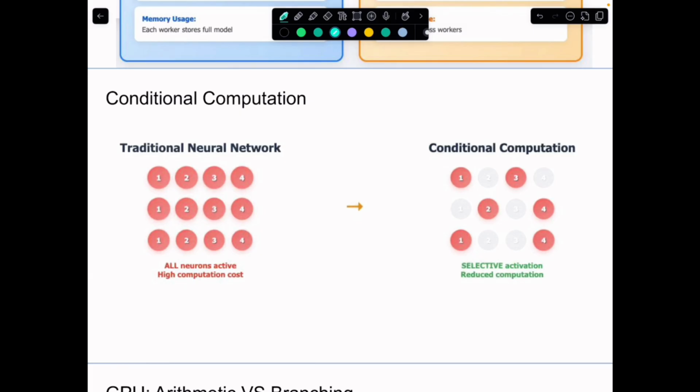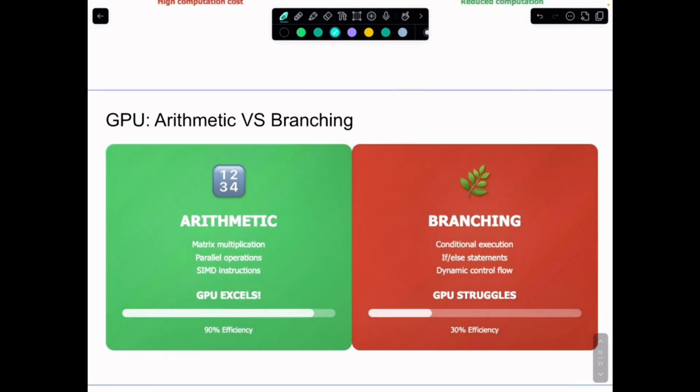Next, let's talk about conditional computation. In a traditional network, all the neurons and all the parameters are activated. But for conditional computation, depending on the input data, certain parts of the network are not activated, meaning they are not going to participate in the forward and backward pass. So what does this mean for your GPU? You know the characteristics of GPU computation. It is good at matrix multiplication. We call it arithmetic computation. This is what the GPU is good at.